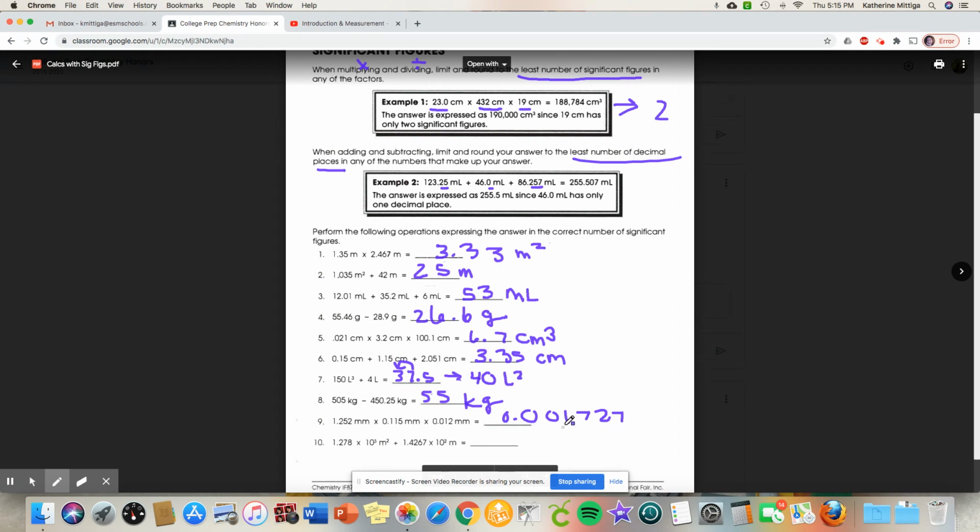This number has 4 sig figs. These 2 zeros don't count. So you must keep these there to hold the place value. We don't have anything in the tenths. We don't have anything in the hundreds. We start in the thousands. So you're going to look to these numbers. And I want 2 sig figs. Does the 2 round the 7 up? No, it doesn't. So I hold those place values with zeros.